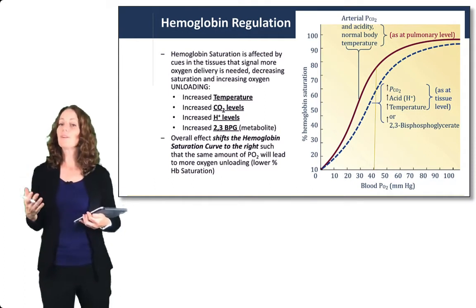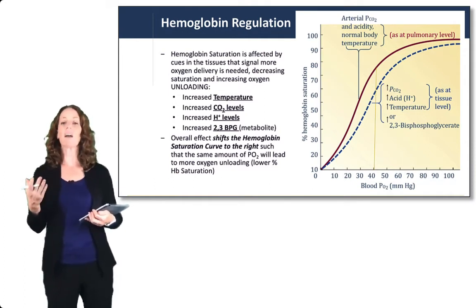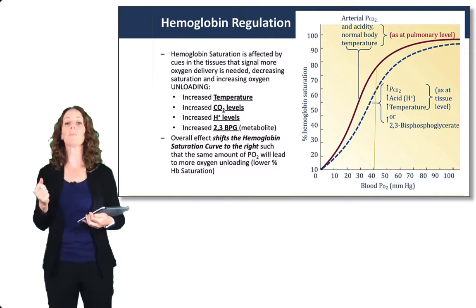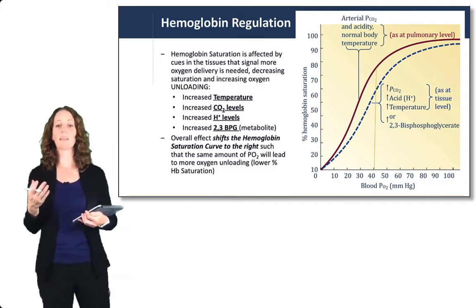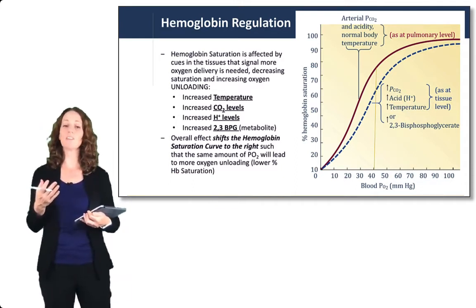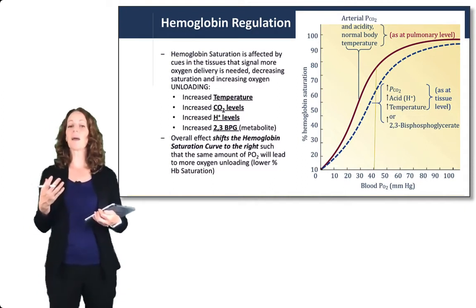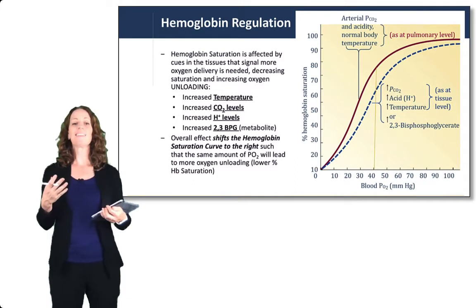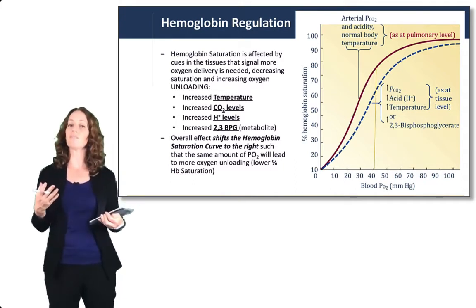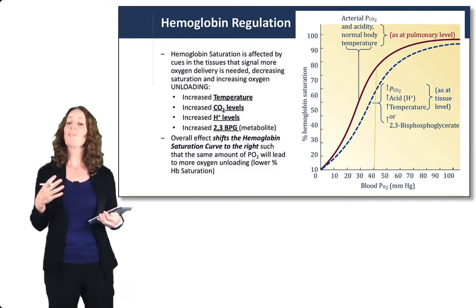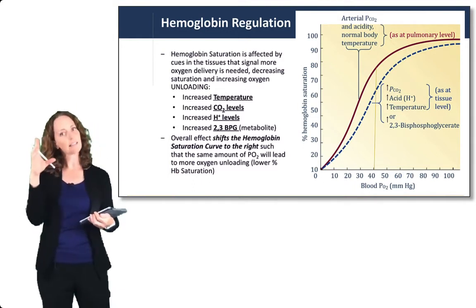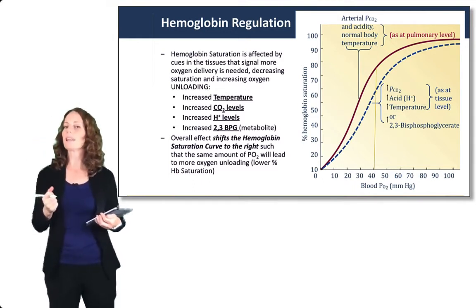Let's take this a little bit further. So it's not only the oxygen around the hemoglobin that can change the binding and unbinding and the saturation of oxygen. Hemoglobin saturation is also affected by other cues in the tissues that signal that more oxygen delivery will be needed.